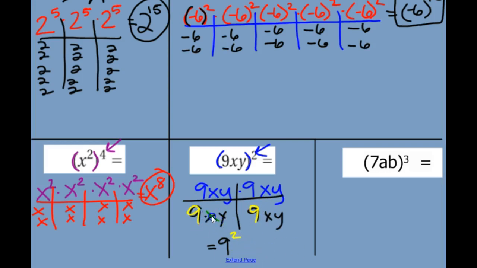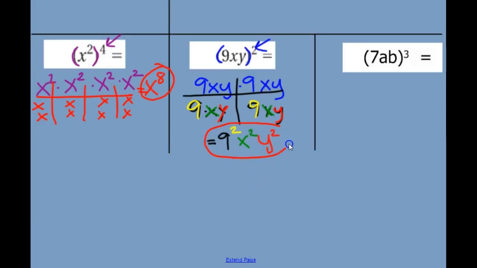Then we have how many x's? We have 1 x here and 1 x here, so that's x squared. And then we have 1 y here and 1 y here, that's 2 y's, so that's y squared. So this is our answer: 9 squared, x squared, y squared. We have 2 9s, 2 x's, and 2 y's.